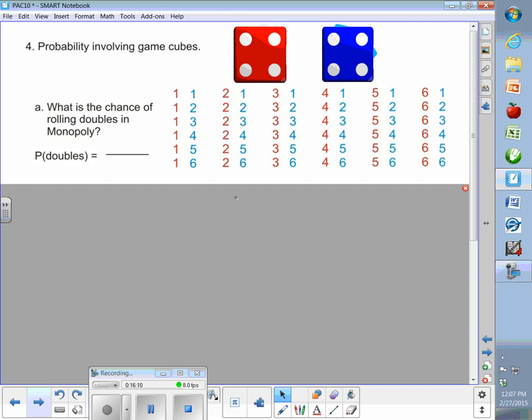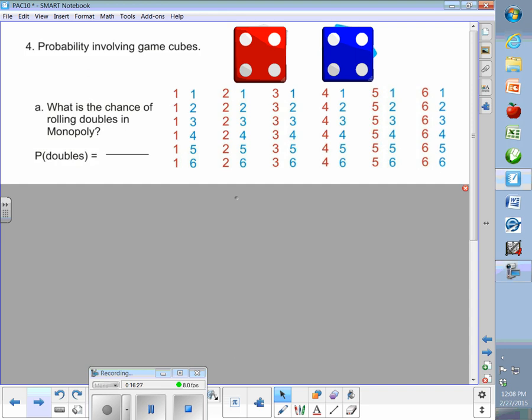Now, what I listed for you are all the possibilities. Would you agree I could roll a 1 with the first red one? But the blue one could be anywhere from 1 to 6. Is that not possible? Or I could roll a 2 with the red one, and the blue can still be anything 1 through 6.